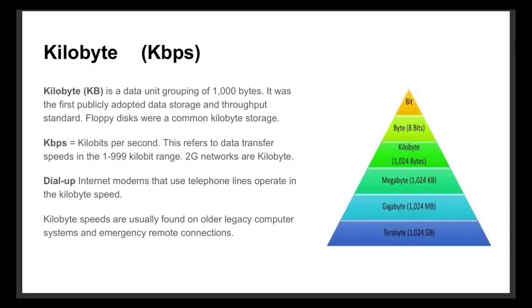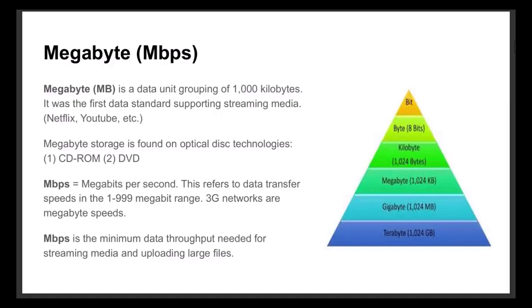Next, we have megabits per second, MBPS. Megabits per second is the data transfer throughput that we use in our 3G or third generation cellular networks. It is the first data throughput standard that allowed us to support streaming media. These would be services such as Netflix, YouTube, and others. The megabit per second data throughput speed allowed us to introduce streaming media as well as the ability to upload and download larger file sizes.